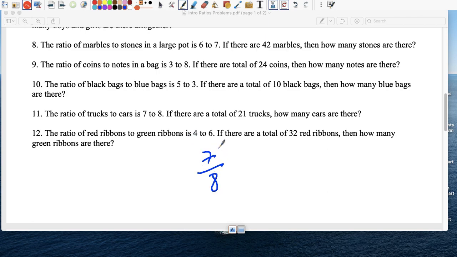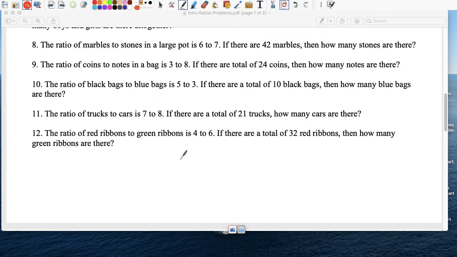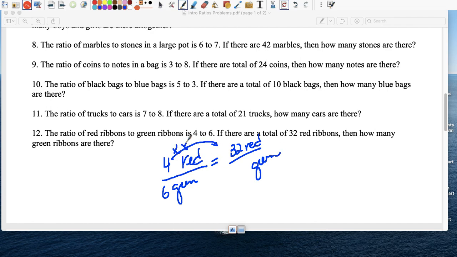7 to 8, trucks to cars. We have 21 trucks. Multiplier times 3. This is times 3, which means we have 24 cars. So we have red and green ribbons, 4 to 6. We have a total of 32 red. Right, how many green ribbons are there? Well, times 8, times 8, 48.